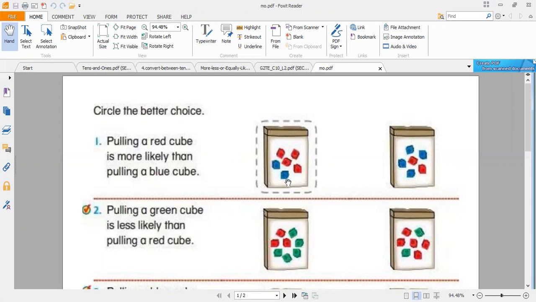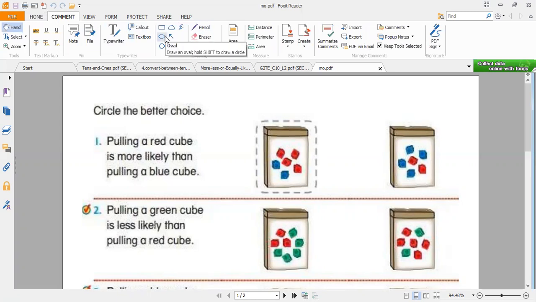It will be the first bag. Why? Because here we have one, two, three, four red cubes, and we have only two blue cubes. In the other bag we have four blue and two red. So we're going to choose the first one.